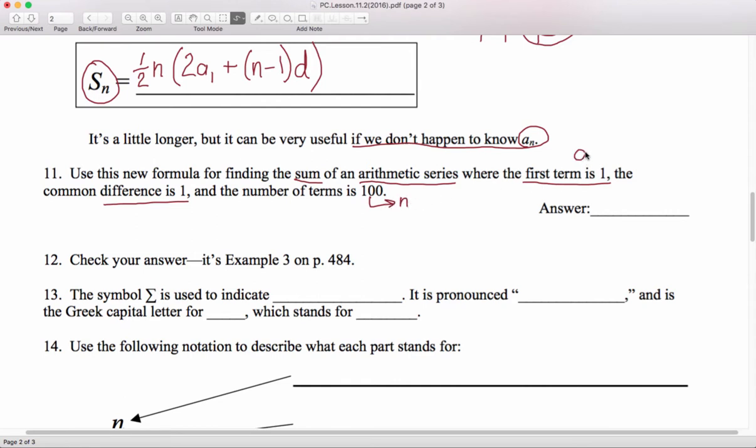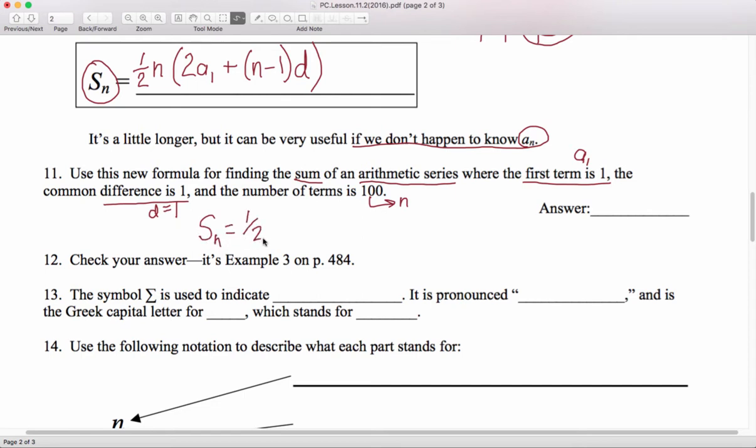First term is 1, that's our a sub 1, and we know the common difference is 1. Well, those are the three things that we need for our formula. We need n, we need a sub 1, and we need d. So we can just find the sum of this by plugging in the numbers that we do have.